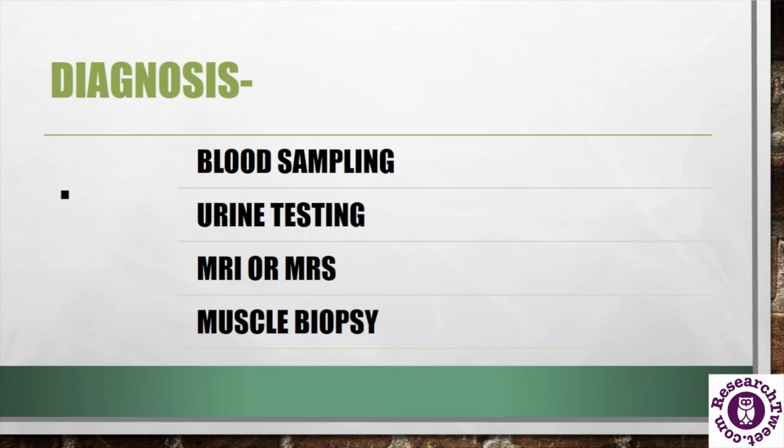Now the question arises: how can the dysfunctioning of mitochondria be diagnosed? Basically there are several methods to diagnose mitochondrial dysfunctioning and mitochondrial diseases in a particular organism. There are several tests, depending on the patient's symptoms and the areas of the body that are affected. Some common diagnosis methods include blood sampling, urine testing, MRI or MRS, and muscle biopsy. These tests totally depend on the symptoms of the particular organism.